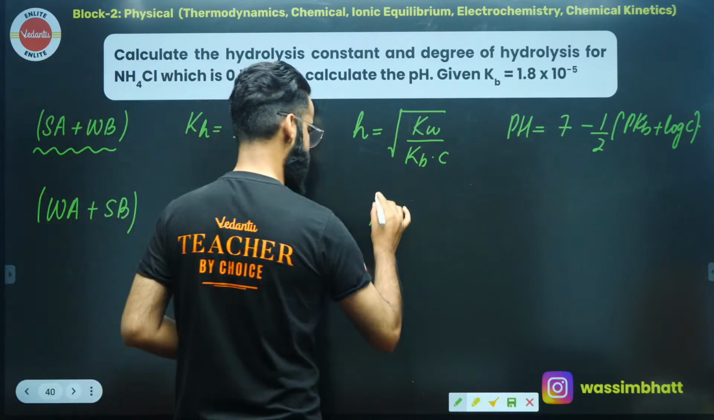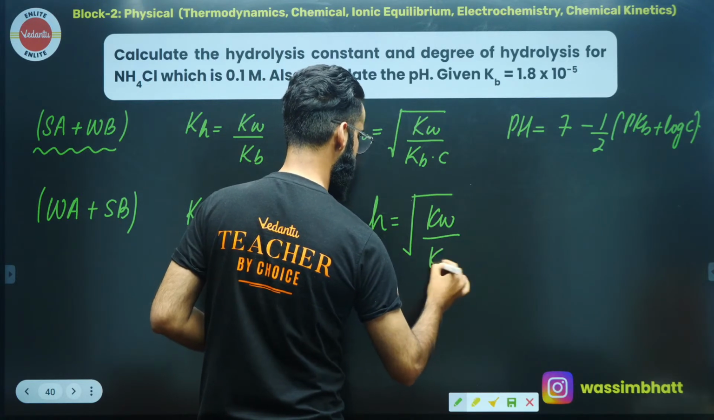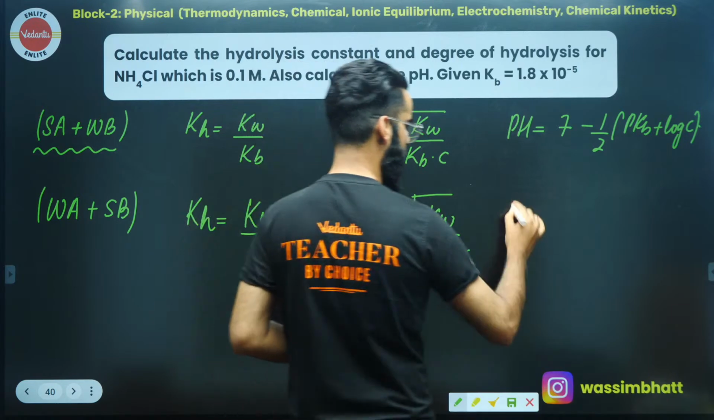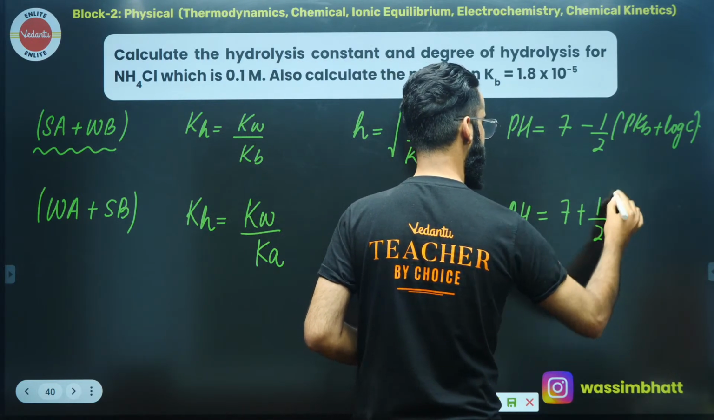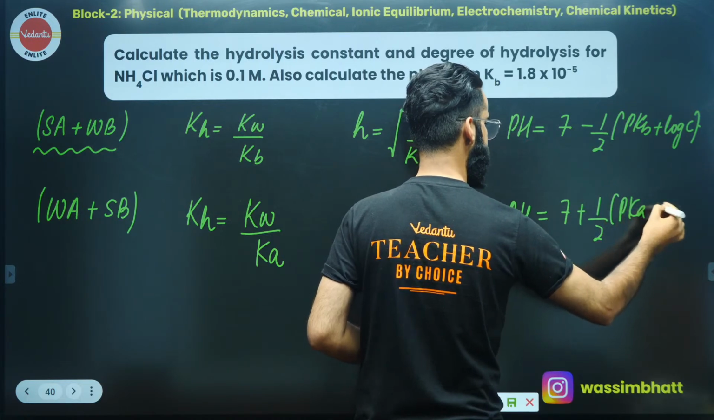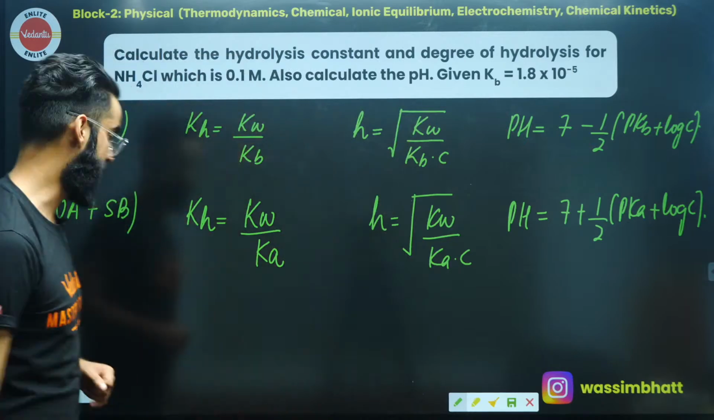If I ask you what is h, h is going to be the square root of Kw divided by Ka multiplied by C. If I ask you what is pH, pH is going to be 7 plus half of pKa plus log of C. This is one more result which you need to remember.